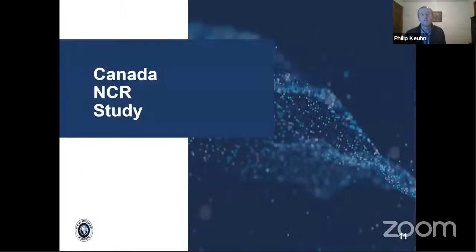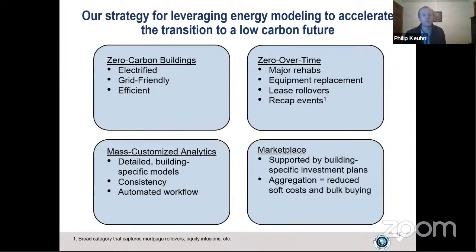So go back. So the first one is the idea of zero carbon buildings, which is really needed to reach that 1.5 degree future. The second one is zero over time. The third one is mass customized analytics. And the fourth one is a marketplace. I'll dig into each one of those a little bit more.